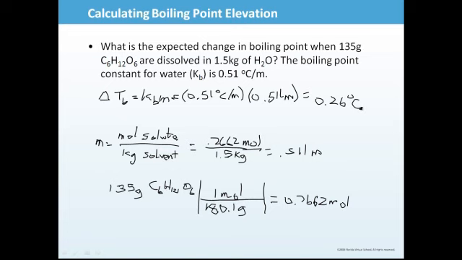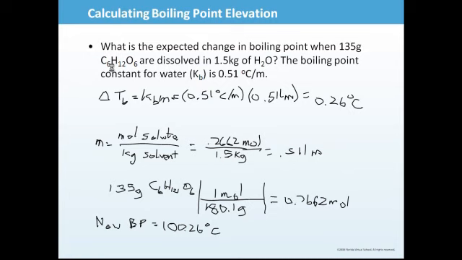But if the question asked us, well, what is the new boiling point, then we would have to add this to 100. Okay, so if the question asks for the new boiling point, I'm going to put this down here on the bottom. And again we would need to add that to 100. So of course 100 plus 0.26 is just going to be 100.26 degrees Celsius. Alright, and that again is if the question asked us to do that.